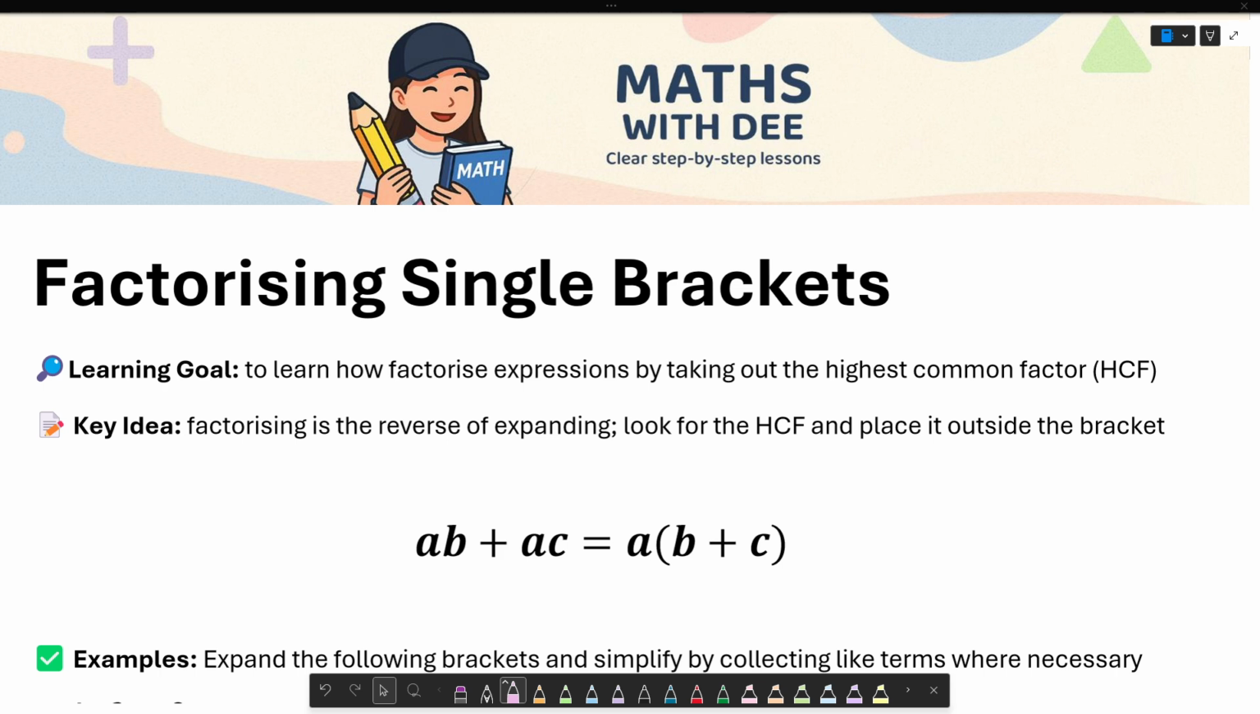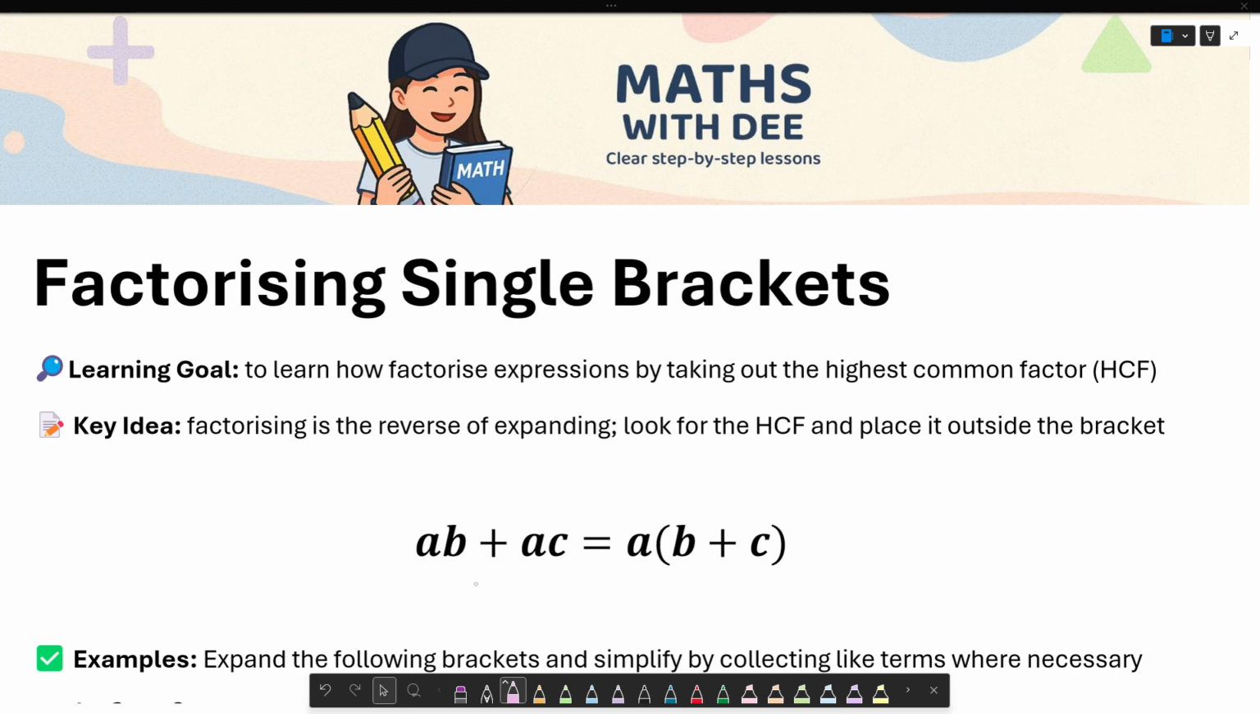Once you've mastered the HCF, the rest becomes routine. We'll break down the examples from easy to challenging, and I'll show you how to avoid the number one mistake students make, forgetting to factor out everything. So let's get started. As you can see, here is a generic way to factor single brackets.